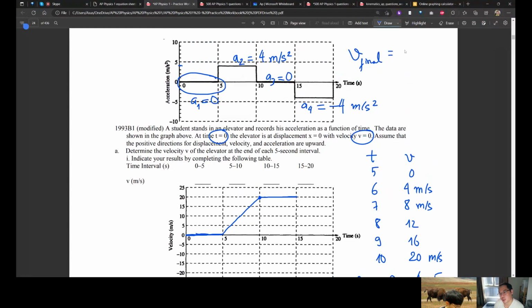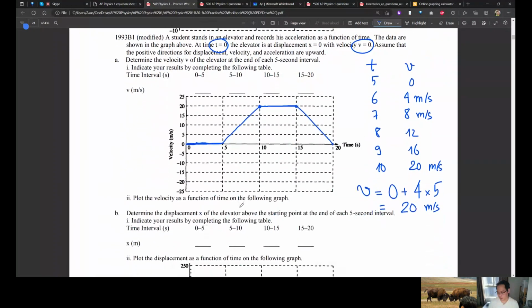The final velocity will be the initial velocity, which is 20, added with the deceleration, which is minus 4 here, times the time, 5 seconds. So the final velocity will be 0. And therefore, the last part of the graph is a straight line to 0. Hard to draw a straight line. So this is the solution, the graph of velocity.